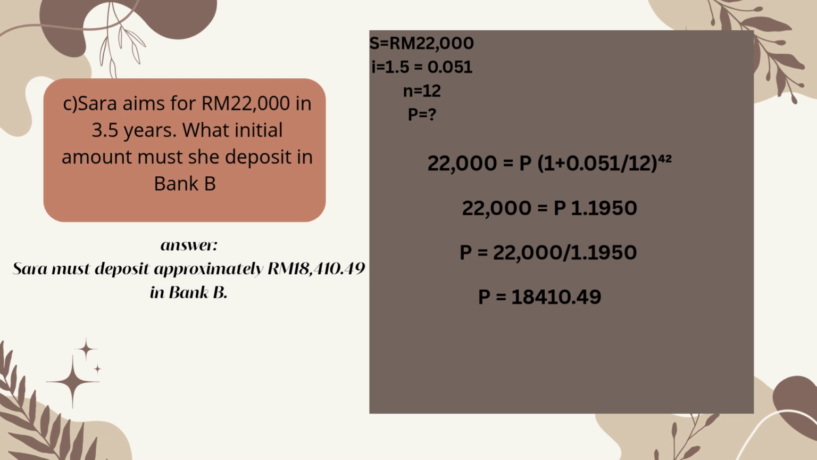22,000 equals P, 1.1950. P equals 22,000 over 1.1950. P equals 18410.46. So the answer is Sarah must deposit approximately RM18,410.49 in bank B.